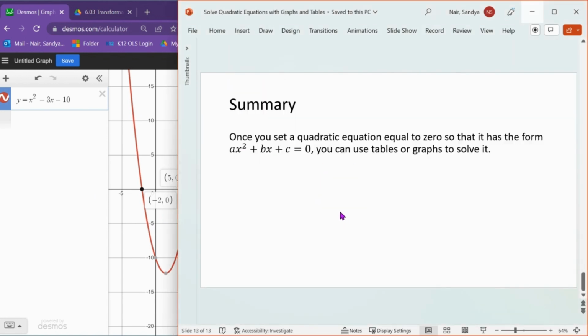So once you set a quadratic equation equal to 0, so it has the form ax squared plus bx plus c equals 0, you can use tables or graphs to solve it.